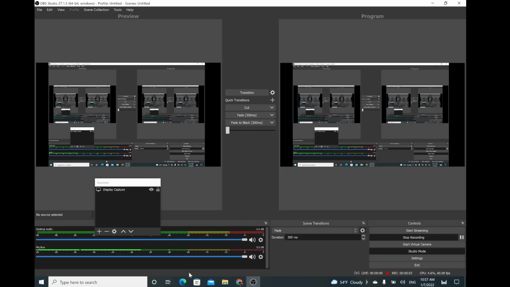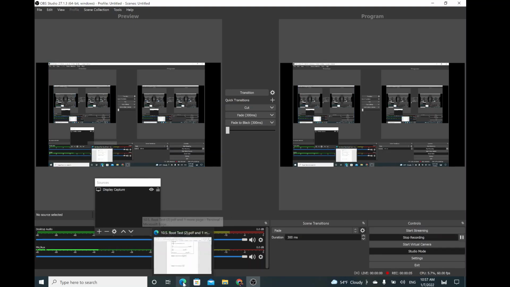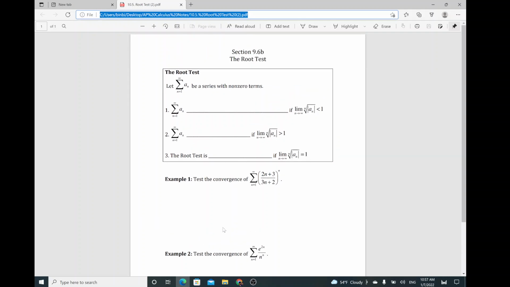Mr. Chen again. Today I would like to talk about the root test. Last time we talked about the ratio test. When do we use the root test? Once you see a power of n, or a power of a big number, you want to use the root test.